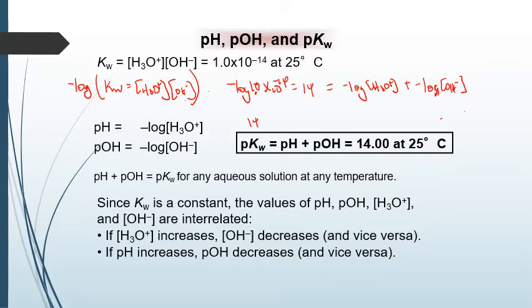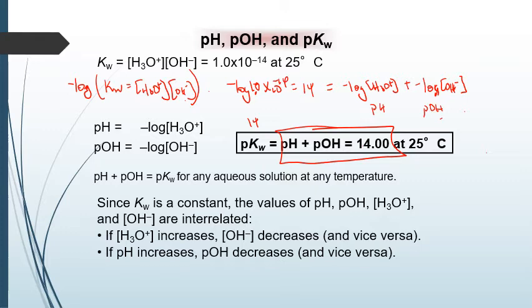So when we look at this, we know that the negative log of the H3O plus is the pH. The negative log of OH minus is the pOH. So we have an equation that we can use to go in between: 14 equals the pH plus the pOH. Again, we can use that with the pKw for any aqueous solution at any temperature. It doesn't have to be 25, but it will always be 14 at 25 degrees Celsius.